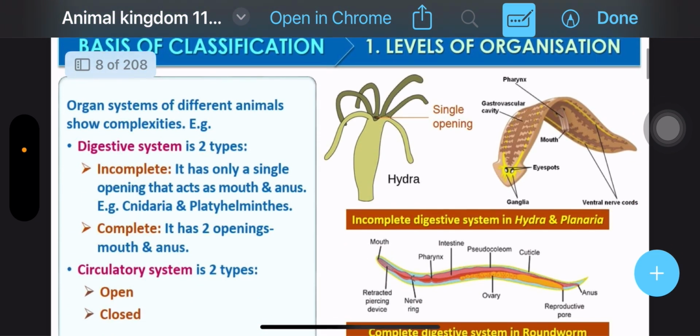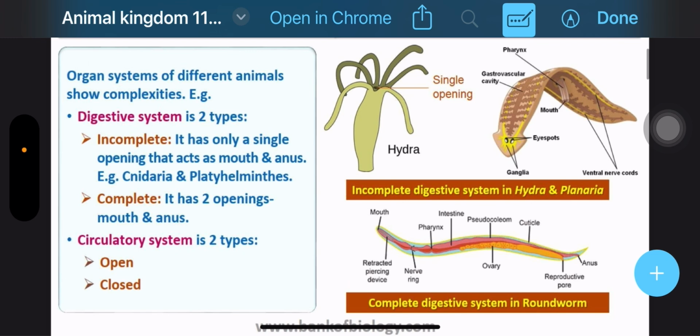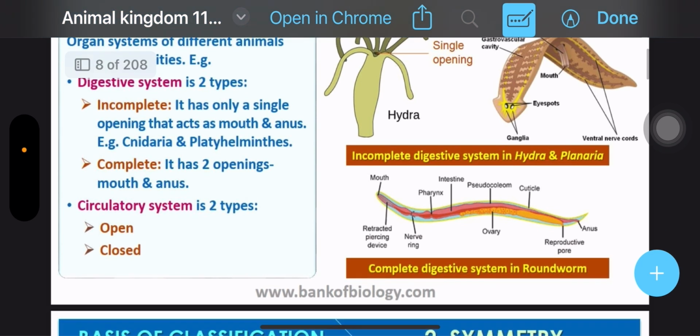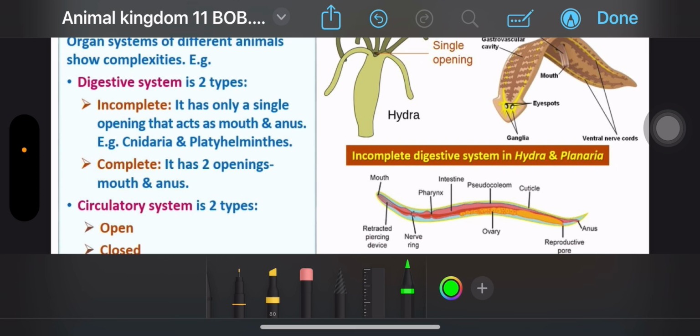Now the next one is the digestive system. You know that the digestive system is also called the gut, also called the alimentary canal, right? So here is the organ system of different animals, showing the complexities. Two kinds of digestive system are there. All animals possess one of two kinds of digestive system. The first one is the incomplete digestive system.